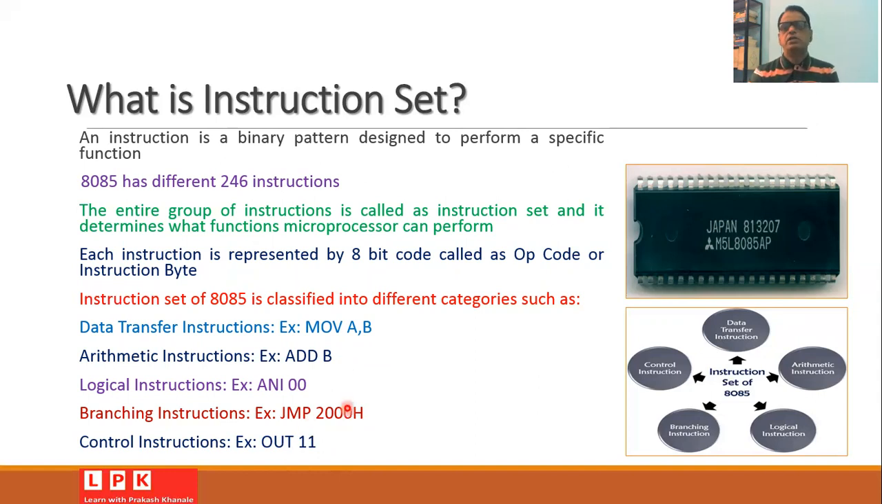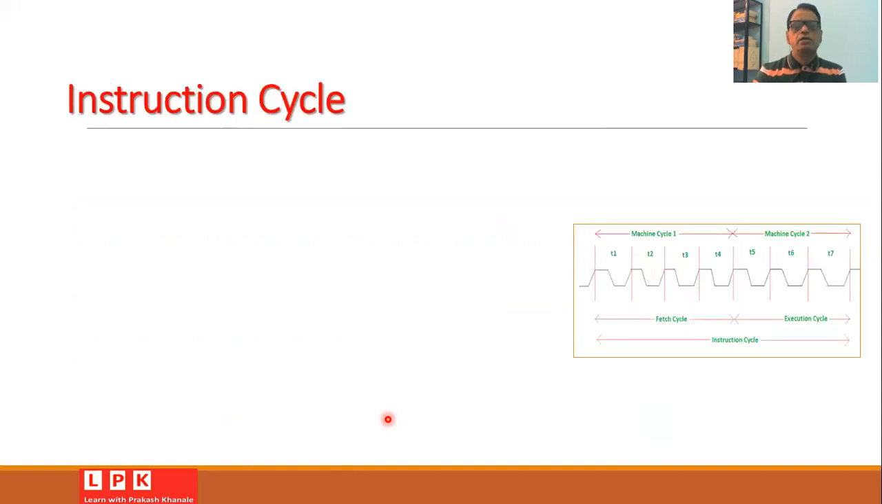As far as this session is concerned, we will understand what we mean by instruction and what the addressing modes are. As far as the different sets of instructions are concerned, we will have separate sessions on data transfer, arithmetic, logical, branching, and control instructions, where we will discuss in detail what these instructions are, how they are written, and what kind of result can be generated by using them. So let us first understand what we mean by instruction cycle.